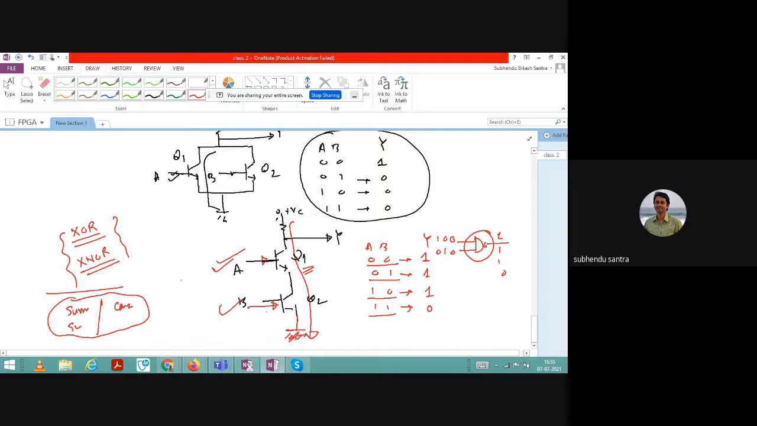Let us say I have a 2-bit summer, I need to generate a 2-bit summer. So what is the sum? Sum is basically A XOR B. That you should know. And what is the carry portion? Carry is equal to AB. This function you should know.